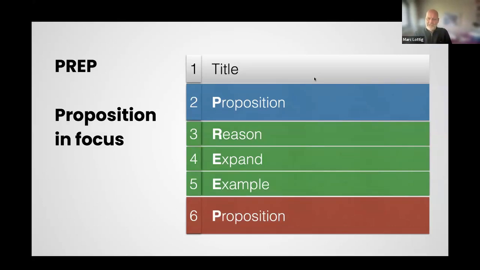And PREP is magic. And it is something I recommend that you keep in the back of your mind. If you get asked a question in an interview, you are ready to answer in PREP. You answer the question head on, you give a reason, then you give an example, and you repeat your proposition at the end. So PREP is truly magic.